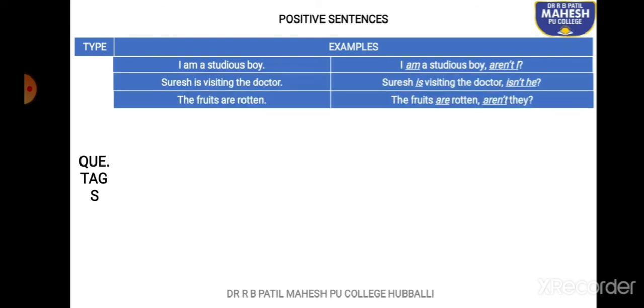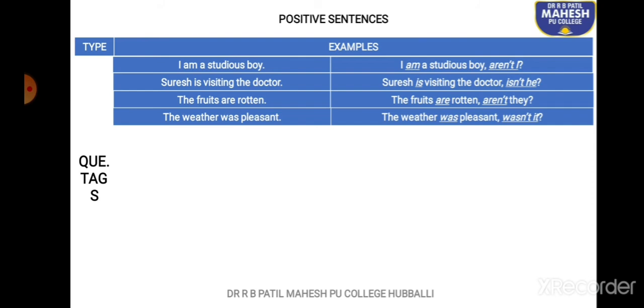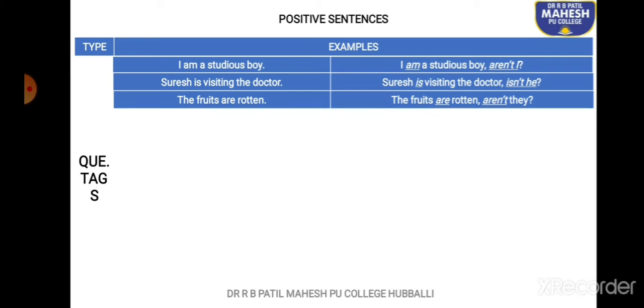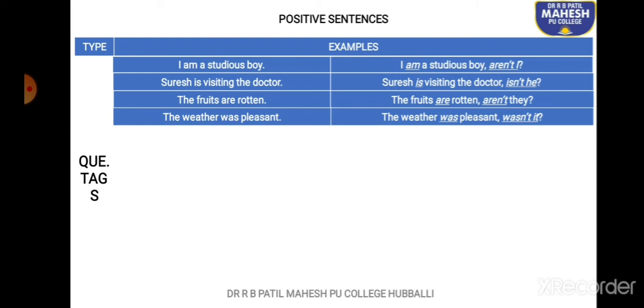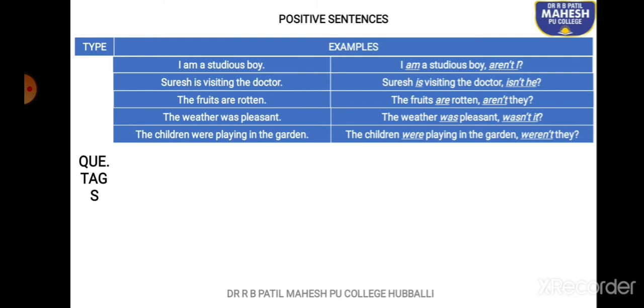The third one, the fruits are rotten. The fruits are rotten, aren't they? Please note here, I have italicized and underlined the words, the auxiliary verbs that I was talking about. The weather was pleasant. The weather was pleasant, wasn't it? The next one, the children were playing in the garden. The children were playing in the garden, weren't they?